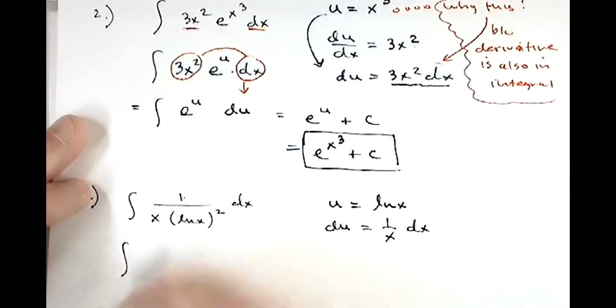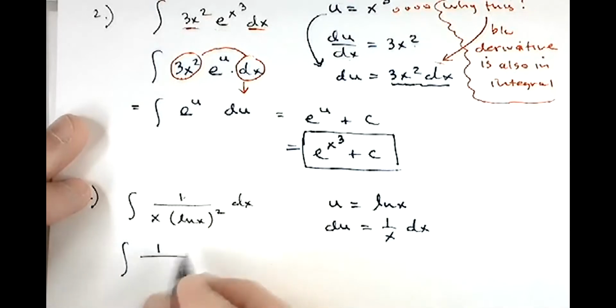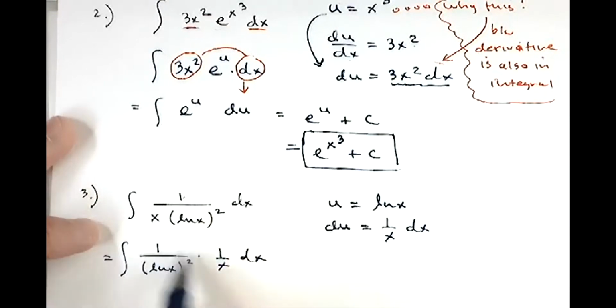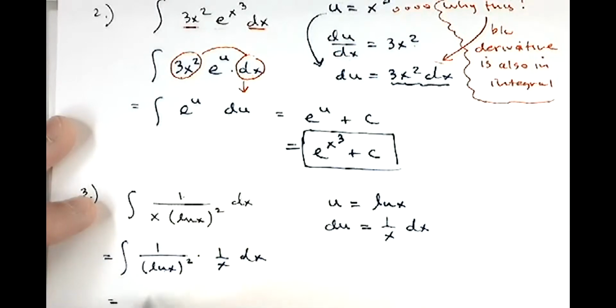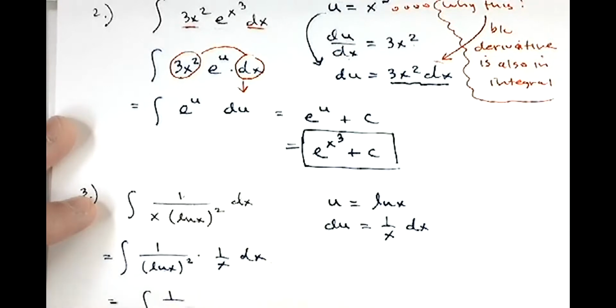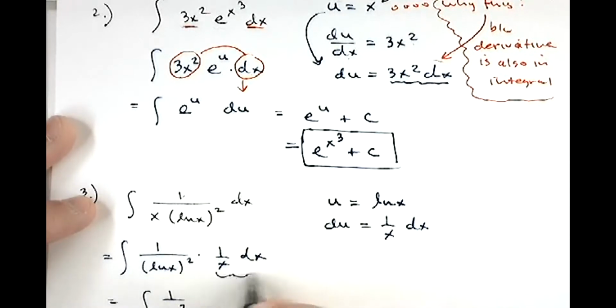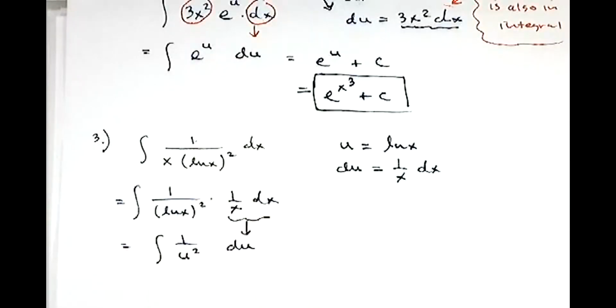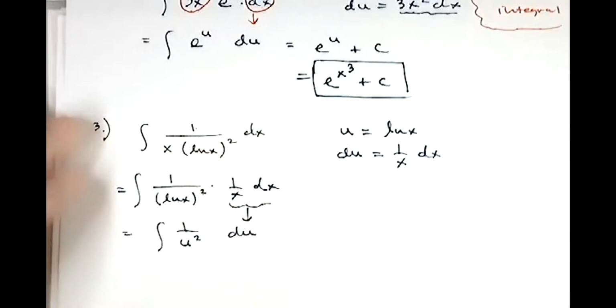So if I now envision this integral, let me first rewrite it just in terms of x. Think of this as 1 over ln of x squared times 1 over x dx. I can now see that this is going to be 1 over u squared, and all of this gets exchanged for a du. It definitely takes practice. That's why we've got to do a lot of examples to get good at u substitution.